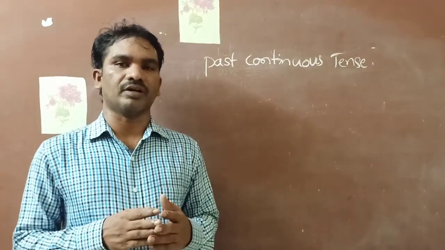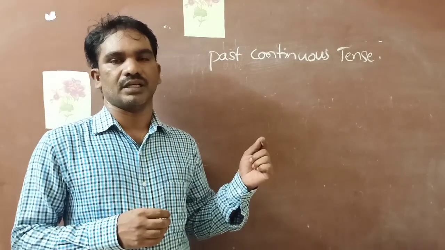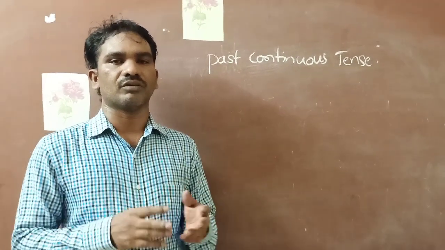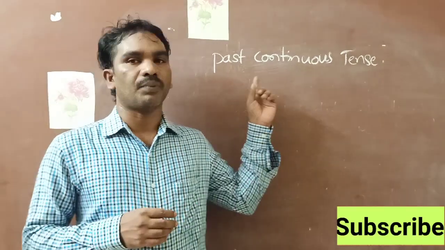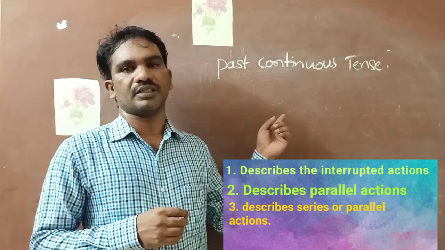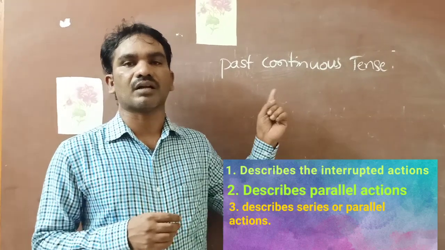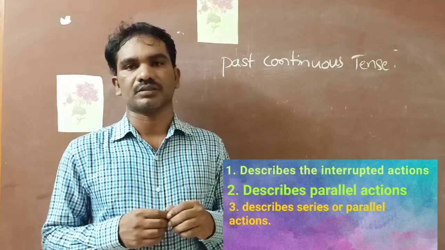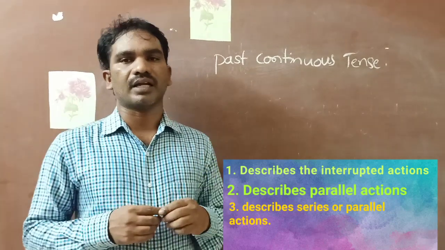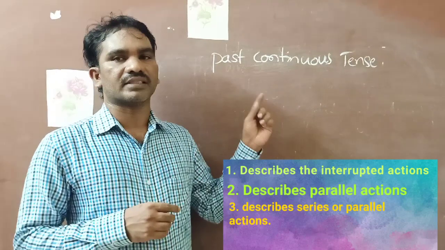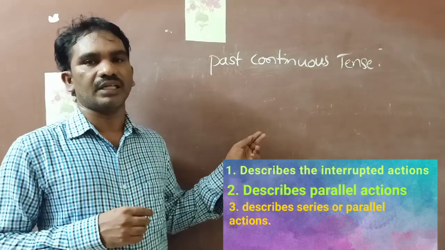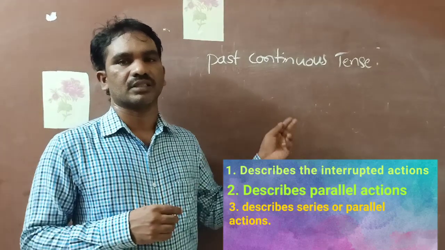Guys, let's try to understand how past continuous tense is used. We can give at least three rules for using past continuous tense. The first one is that past continuous tense is used for interrupted actions in the past. The second rule is parallel actions in the past. The third rule is a series of parallel actions in the past.